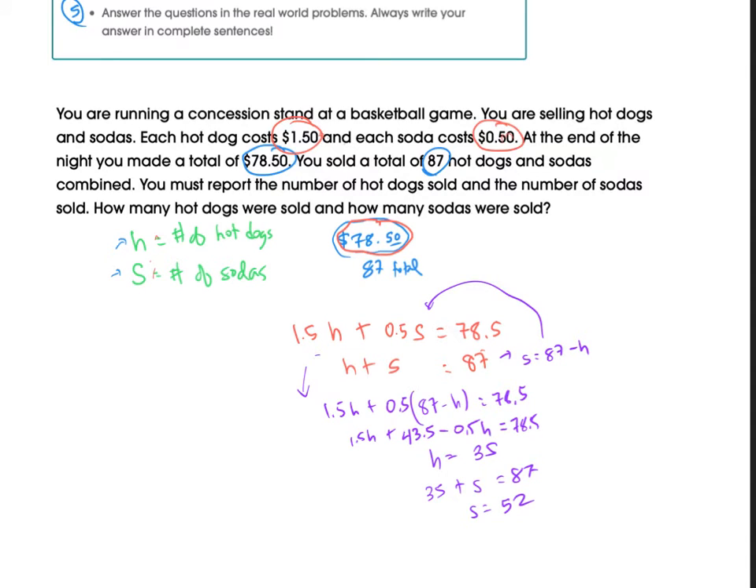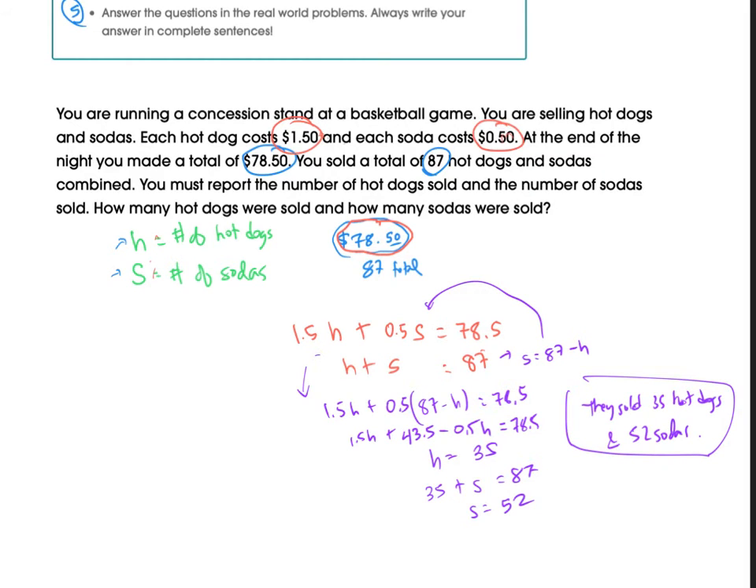So I got that H is 35 and S is 52. So now we need to write this in real world language. So you basically want to say they sold 35 hot dogs and 52 sodas. And yes, I am looking for you to write a statement, write a sentence, tell me your answer, tell me what that thing means. So I will be looking for this, and this is your answer.